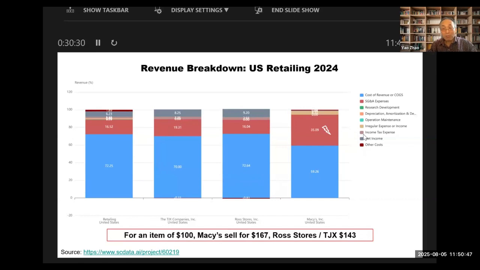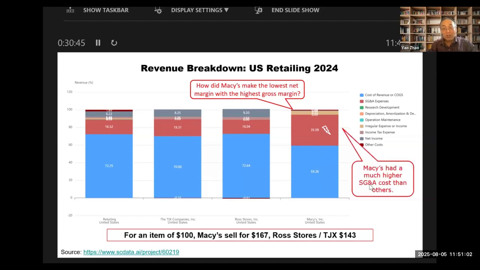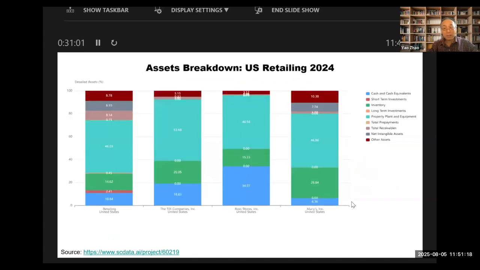But with much higher pricing, we see that the net income is much smaller than the other two, TJX and Ross Stores. That's because Macy's has such a high SG&A cost. See that, almost 35%. If you look at the industry average, it's only about 16%. So Macy's spends a lot more money than its competitors on SG&A.